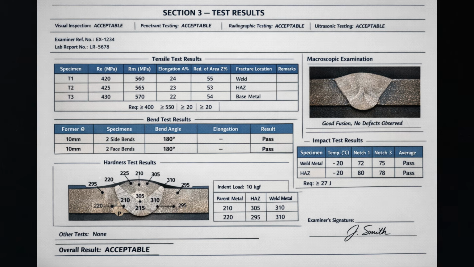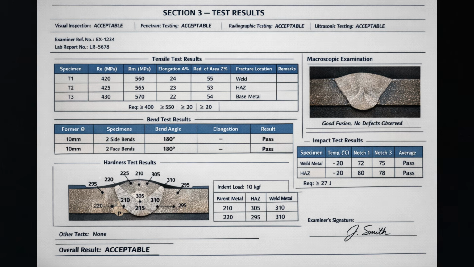For visual testing, the result. For penetrant or magnetic particle testing, the result. For radiographic testing, the result. For ultrasonic testing, the result. It records the examiner reference number and the testing laboratory report reference number. For tensile tests, a table with specimen type and number, yield strength, tensile strength, elongation A percent, reduction of area Z percent, fracture location, and any remarks. The requirement value is also stated for comparison.